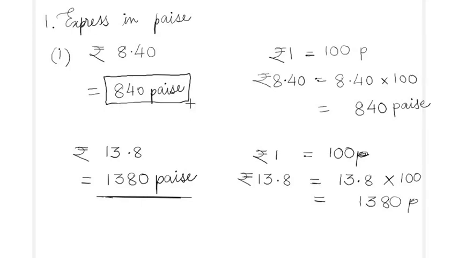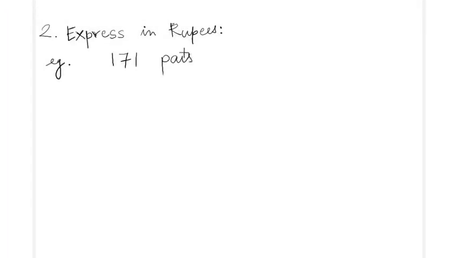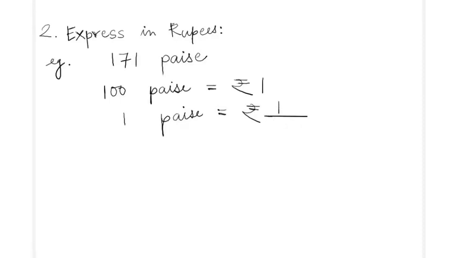All right, next one is we have to express in rupees. So in the next question, question number 2, we have to express in rupees. So let's take an example. 171 paise, let's say. Now we know that 100 paise is equal to rupee 1. That means 1 paise is equal to rupees 1 divided by 100.